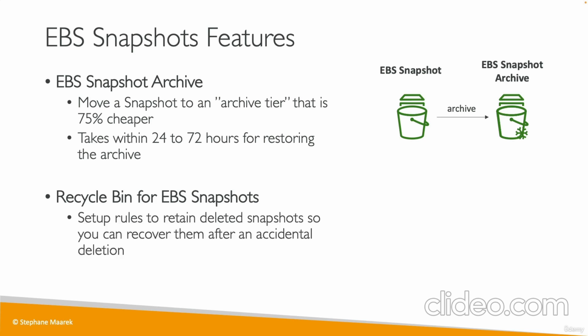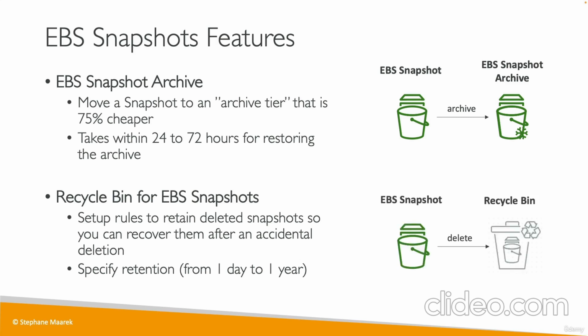So by default, when you delete snapshots, they're gone, but you can set up a recycle bin, and the recycle bin will have all the snapshots that are deleted. And then after a while, maybe you can specify from 1 day to 1 year, the snapshots are gone from the bin. So on deleting a snapshot, it would go into a recycle bin, and you may have, for example, 1 year to recover the snapshot, which allows you to protect yourself against accidental deletion.